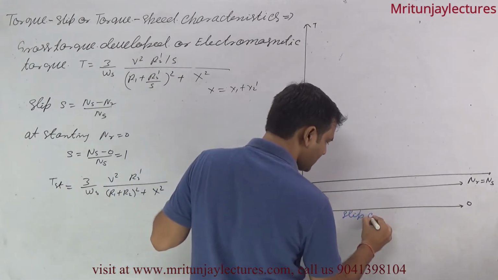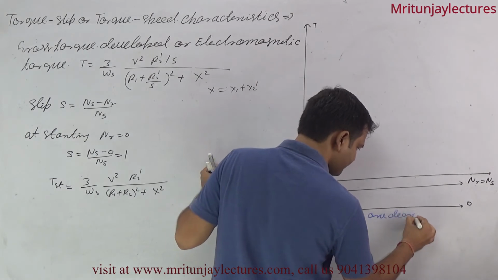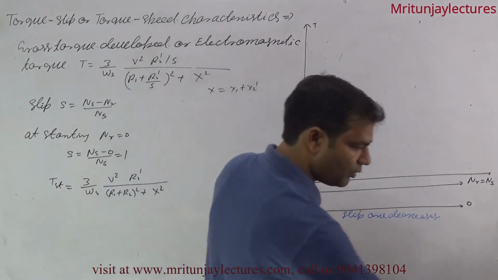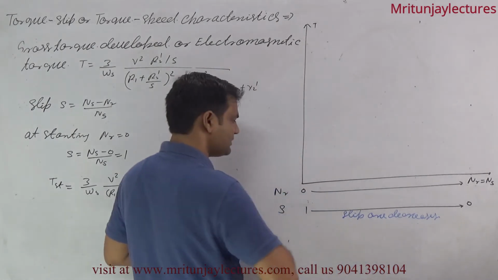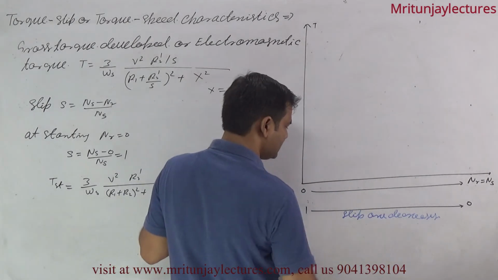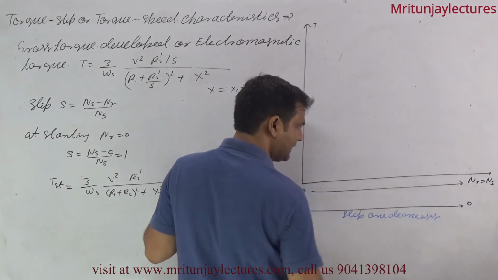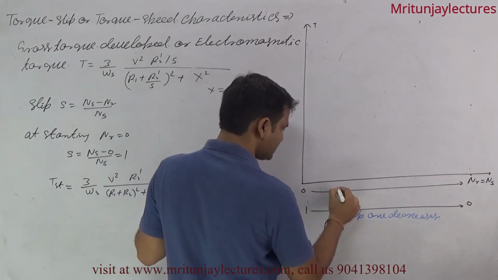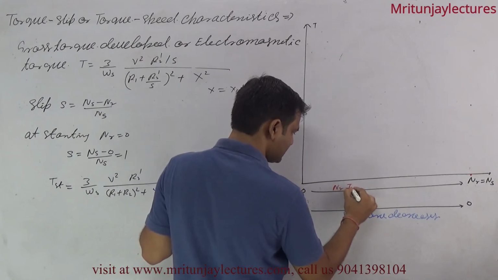Slip decreases. Clear? And what about speed? Rotor speed Nr increases from 0 to Ns, okay. Nr increases. Clear?